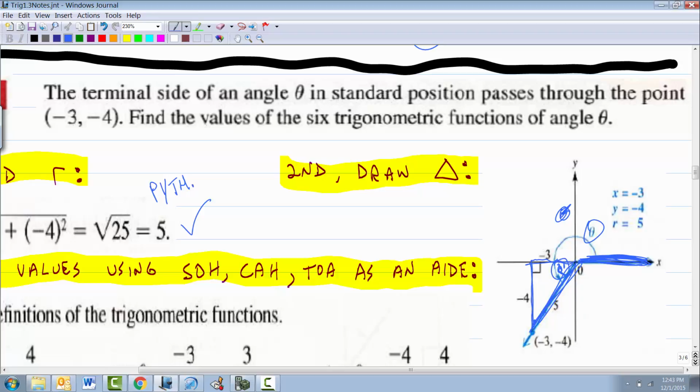That's the angle you can play SOHCAHTOA with. So, what side is this? Opposite. What side is this? Opposite, adjacent. What's this? Hypotenuse or R. Yeah, get used to it.